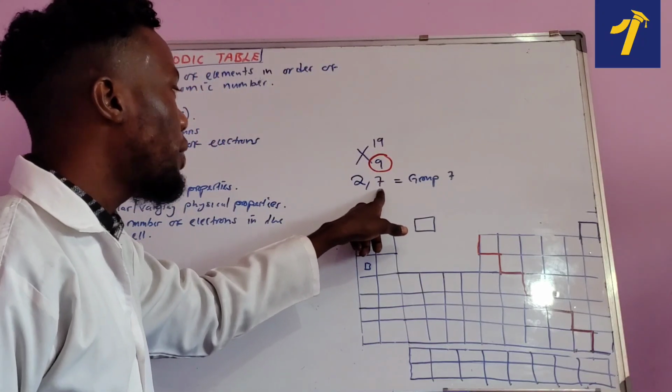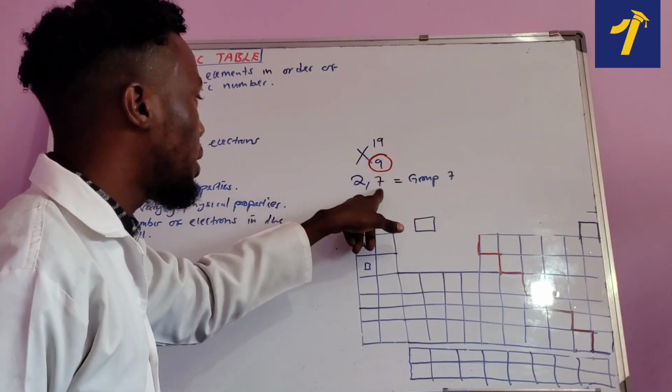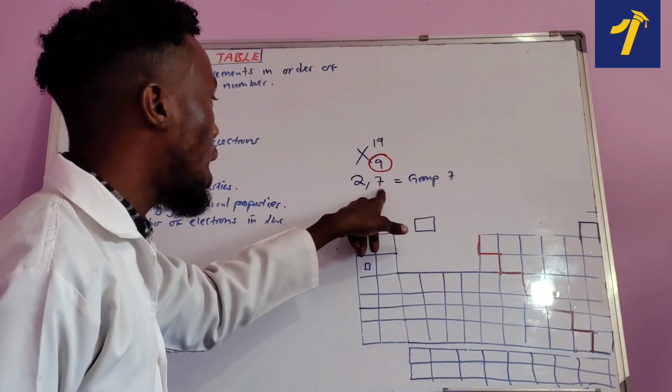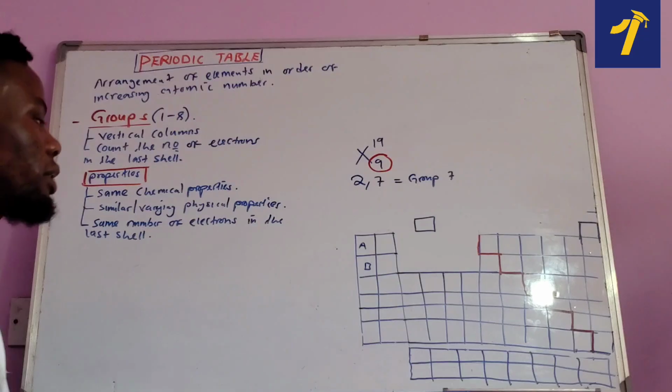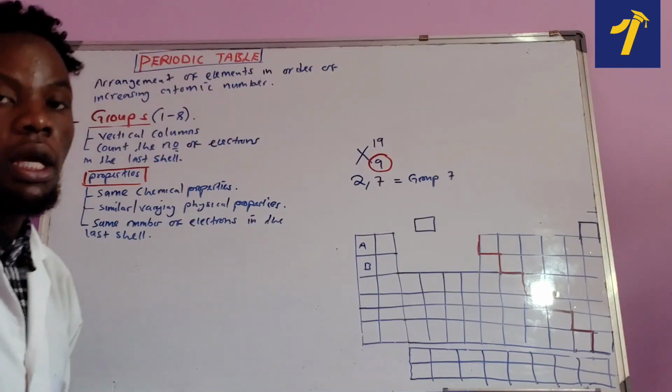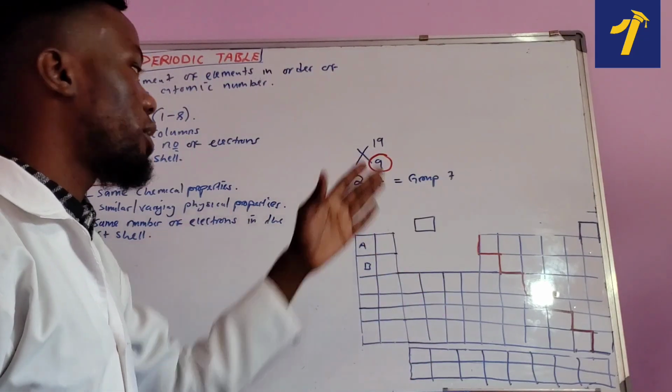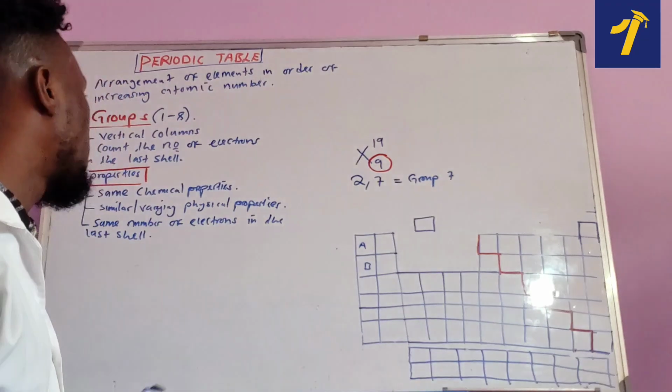and you go to the last shell. On the last shell, how many electrons are there? There are about 7 in the last shell, basically. That's what you are going to use to determine the group number, and you're going to say this is in group 7 in this particular example. Okay, that's how you tell.